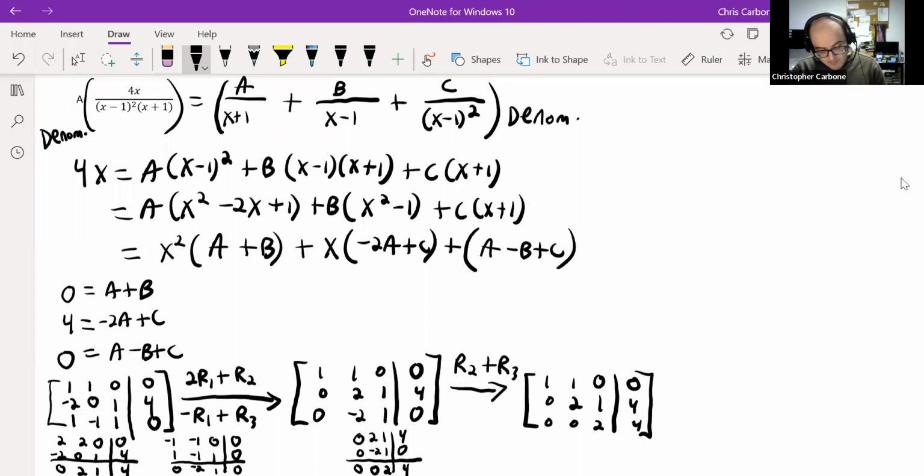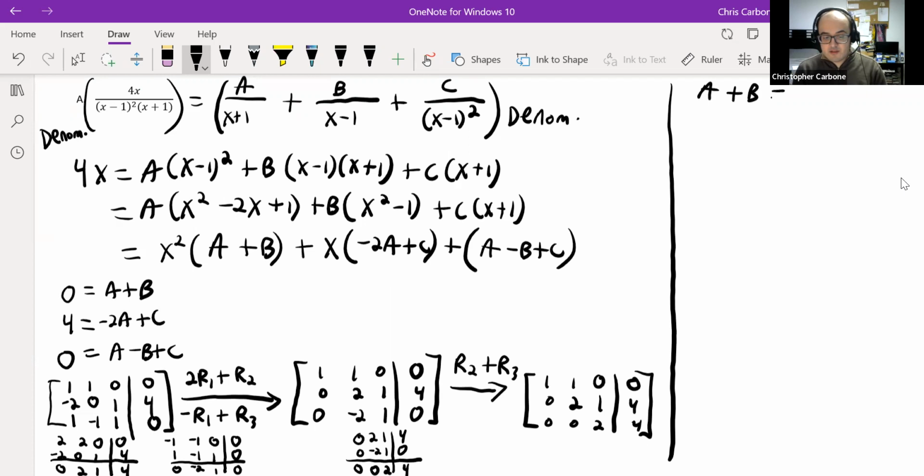Okay, so based upon this, we have our three equations. Let me write that up here. The first one would still be A plus B is equal to 0. The second one is 2B plus C is equal to 4 now. And finally, 2C is equal to 4. Based on that bottom one, we could solve for C. By dividing by 2, we get C is equal to 2, right?